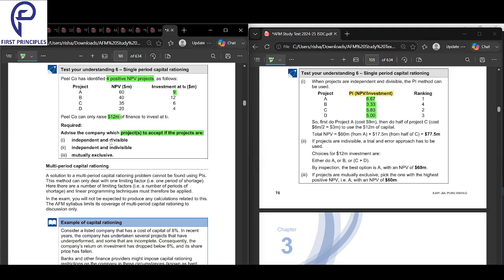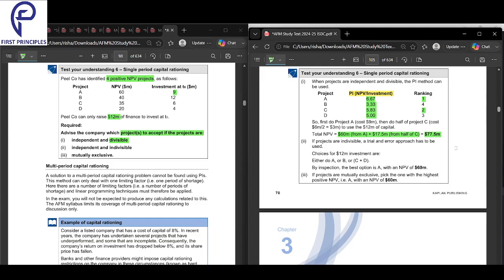Why can you do half of the project? Because the project is divisible. So you can get half of the NPV also. So 17.5 NPV you will get. First project you will get 60, second project 17.5 NPV. So your total will be 77.5 NPV. So this is what you should do: full project A and half of project C, because project C was the second rank and A was the first rank. When you do this, your money is over. That's it. Did you make sense of this one?